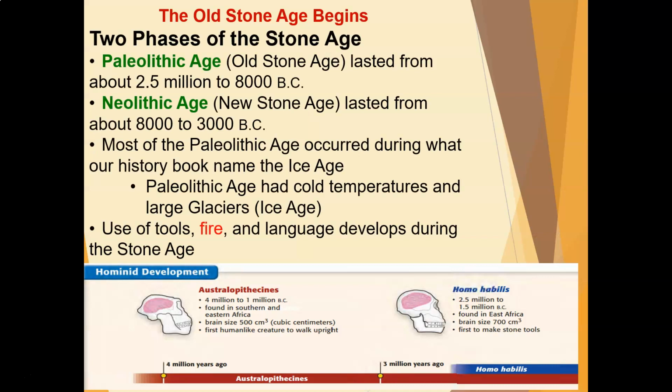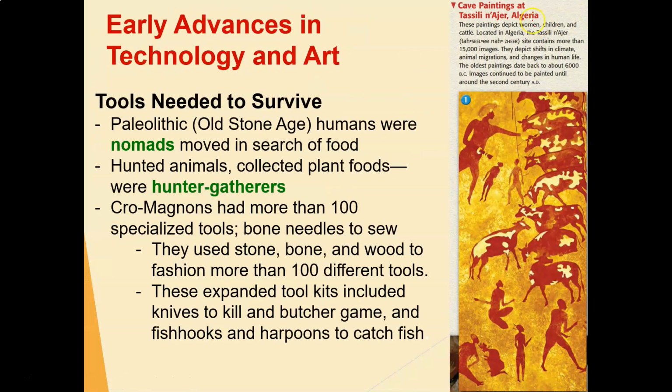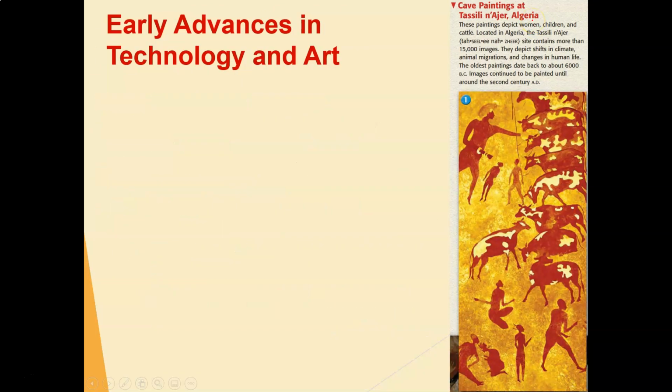So let's first now talk about the eras, right? We're really going to be focusing on the Paleolithic era. So the Paleolithic era is considered the Old Stone Age, okay? And if you really take a look at the time period in which the Old Stone Age lasts, it's kind of crazy. 2.5 million to 8,000 BC. That's just crazy to really think about, okay?